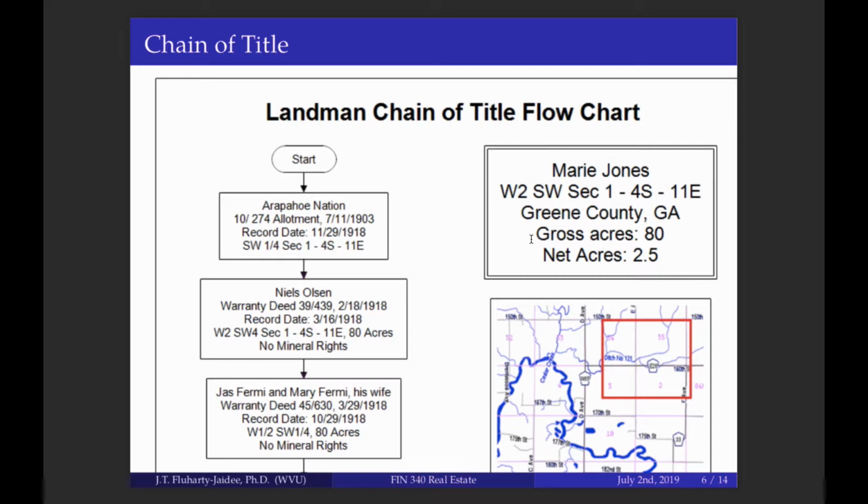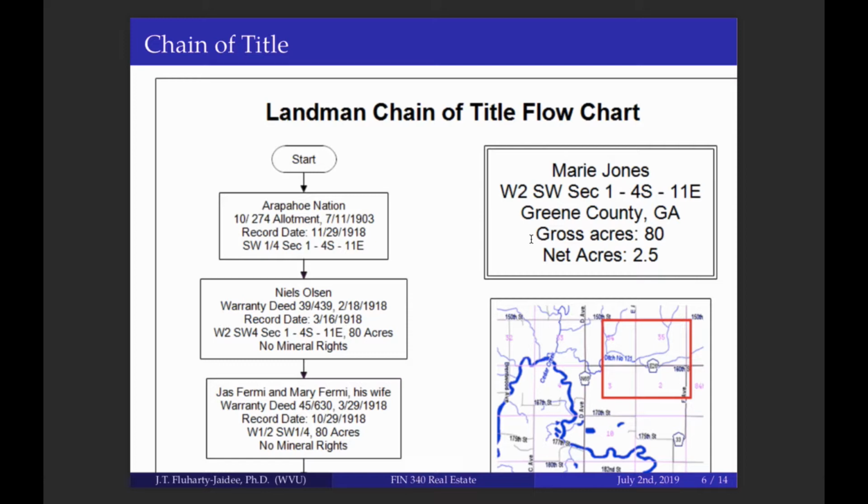So in this example here, we have the Arapaho Nation, and then that was sold to Niels Olson, okay, under warranty deed. And that was recorded in 1918. 80 acres of area without the mineral rights. So remember, we talked about those subsurface rights. And then a few months later, they sell it again with warranty deed to Mary Fermi. Okay, so basically they explain who Mary Fermi is there, and they record it there. Again, the same 80 acres, all right, with no mineral rights.